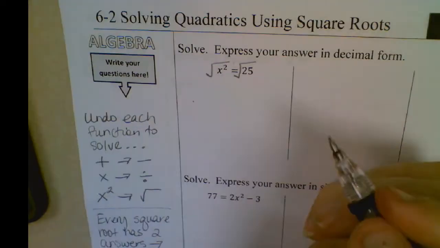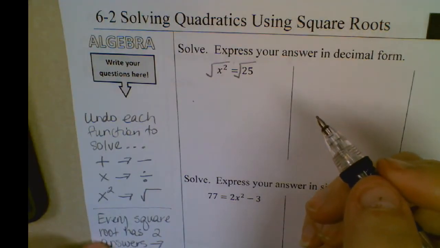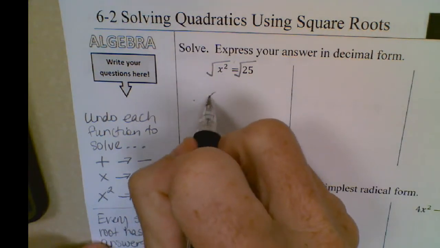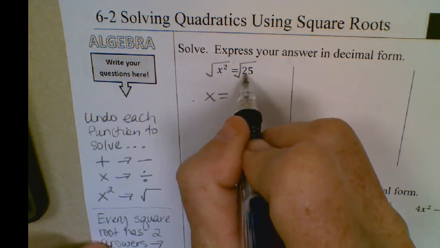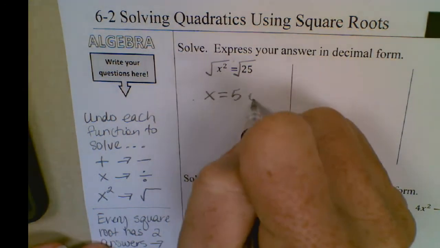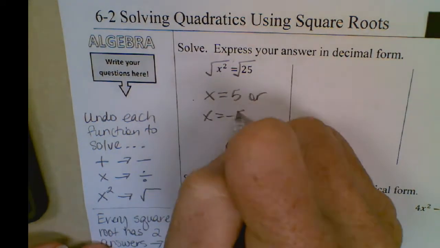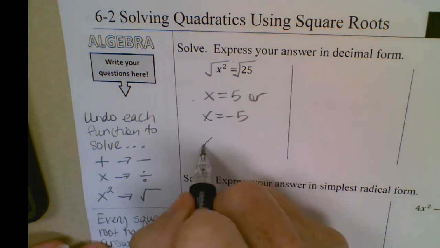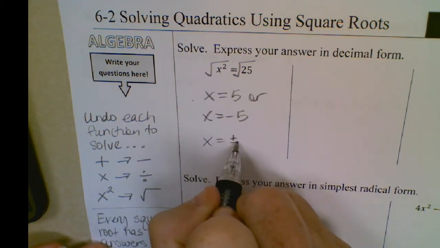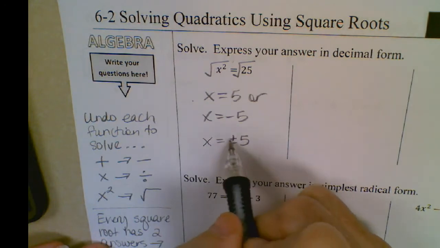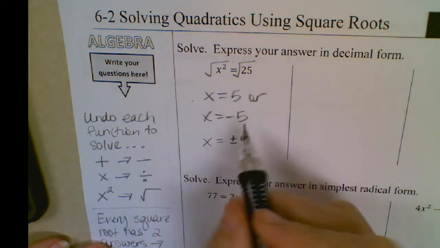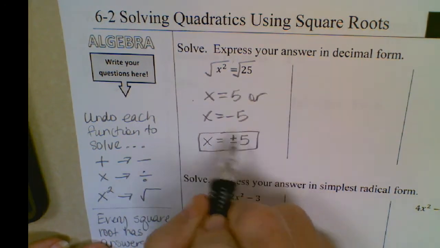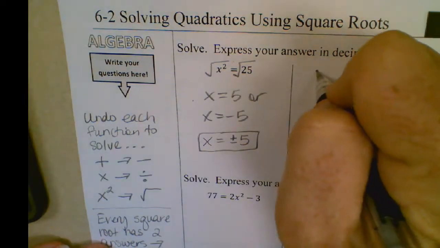Okay, so here's a nice and easy one. We have x squared equals 25. The square root of x squared is just x, and the square root of 25 is 5, or negative 5. And typically the way you're going to write that is x equals plus or minus 5. Some of you have seen that symbol and you weren't quite sure what it meant. That's exactly what it means. It means positive 5 or negative 5.